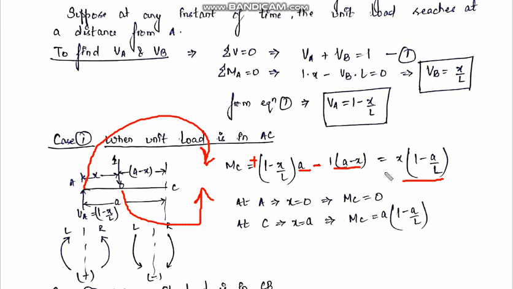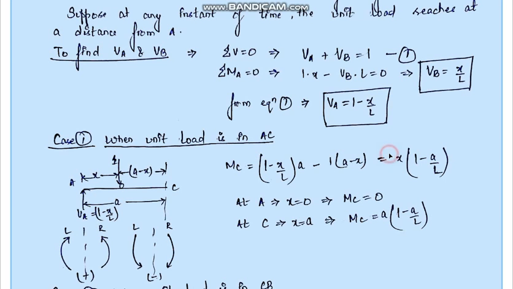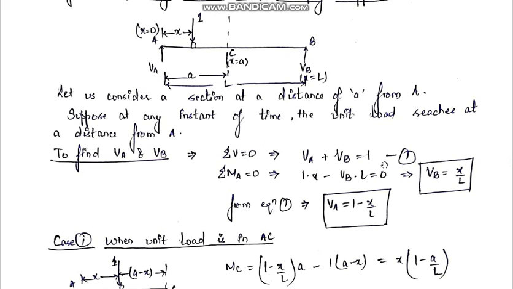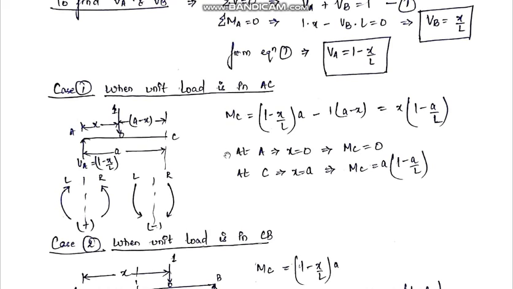Now, after finding out the equation, just put the limits. So we have found out this equation for AC part, so we will put the limits of A and C. So at A point, the value of x is 0. We have already discussed the values of x here. See here, at A the value of x is 0, and at C the value of x is small a, and at B the value of x is capital L. So at A x is 0, so when we put x as 0, MC will come out to be 0. At C the value of x is small a, so the value of MC will come out to be a into 1 minus a by L.